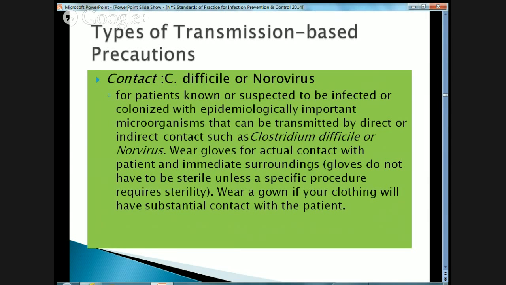Contact, the green contact sign in this hospital, has to do with your enteric pathogens like C. diff and norovirus. The green sign helps us identify that the room needs to be cleaned with bleach, and you cannot use hand sanitizer with this particular sign. You need to use soap and water only. Hand sanitizer doesn't work with C. diff or norovirus.